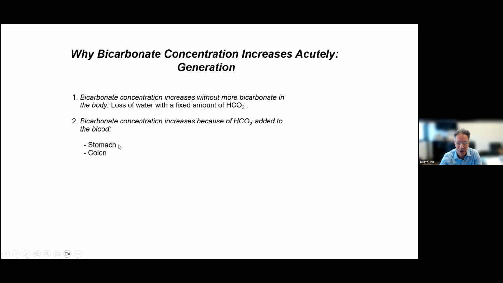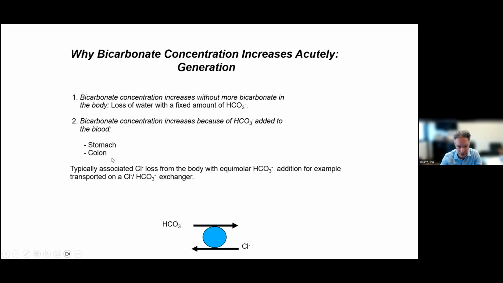It's much more common clinically to have the bicarbonate go up as a reason for the initial reason, not why it's not being gotten rid of by the kidney, but why it went up in the first place, because of bicarbonate being added to the blood. And it does so either from the stomach or the colon in clinical situations. So it's typically associated with chloride loss, and then an equimolar amount of bicarbonate is added via the colon or the stomach on what we call a chloride bicarbonate exchanger.